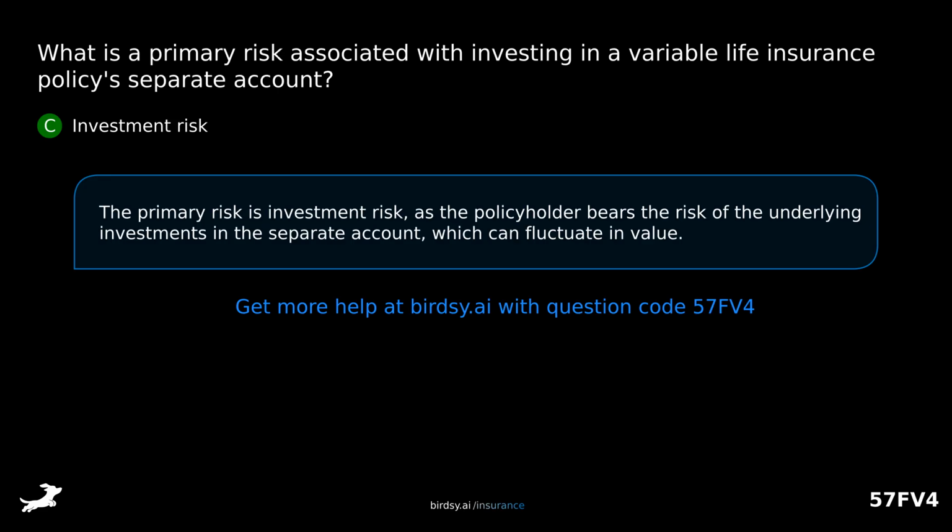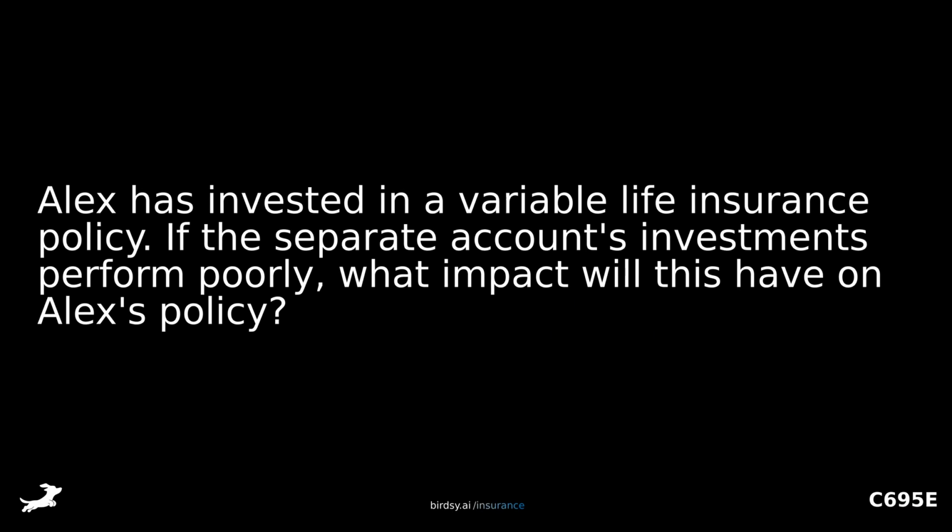The primary risk is investment risk, as the policyholder bears the risk of the underlying investments in the separate account, which can fluctuate in value. Alex has invested in a variable life insurance policy. If the separate account's investments perform poorly, what impact will this have on Alex's policy?